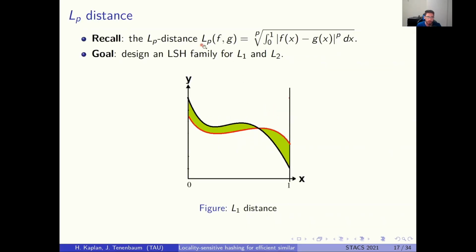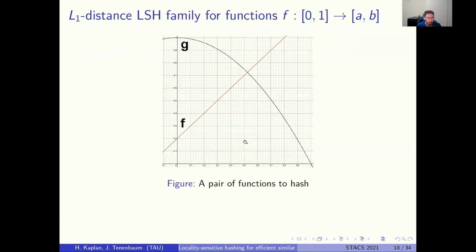Recall the LP distance between 2 functions f and g. Our goal is to design an LSH family for the L1 and the L2 distances. Recall the L1 distance, which is the area between 2 functions. Specifically, the L1 distance between the black and the red function is precisely the green area. We give our L1 distance LSH family for bounded integrable functions as follows.